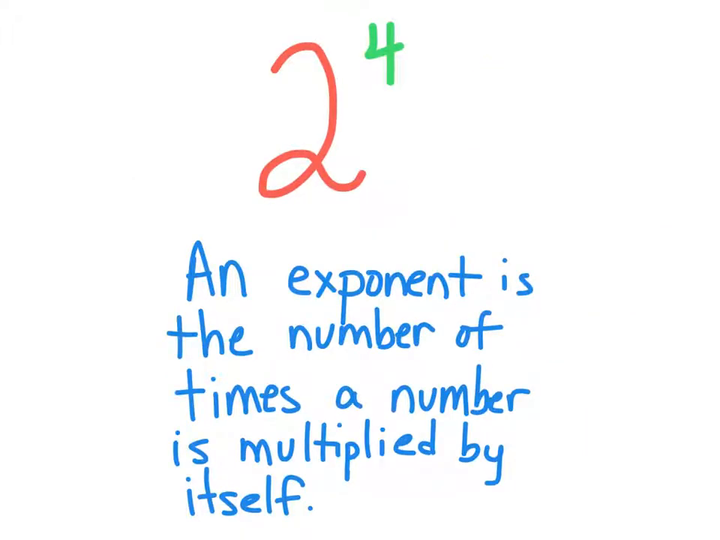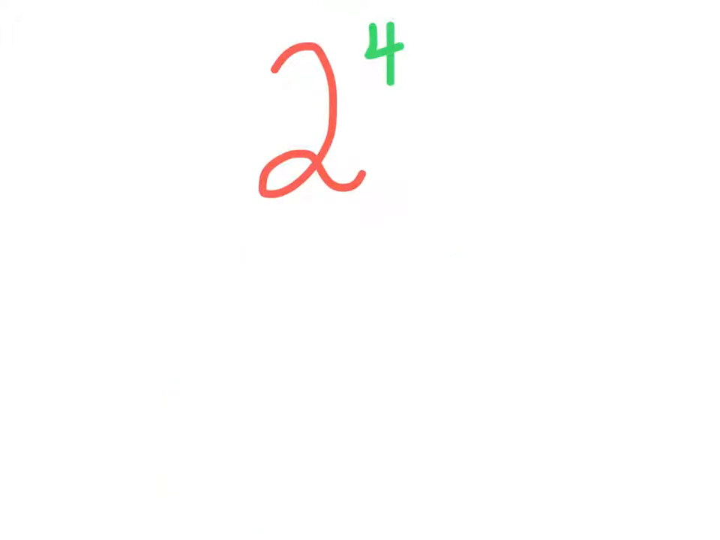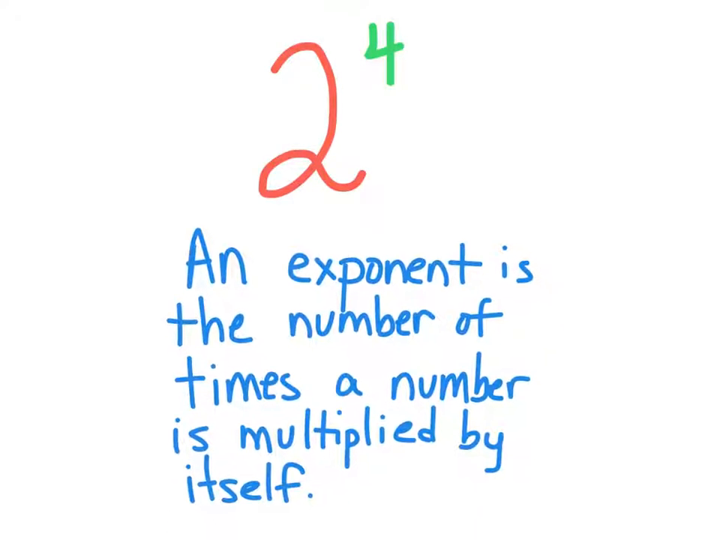An exponent is the number of times a number is multiplied by itself. You can recognize an exponent because it has a larger number and a smaller number that's sort of up in the air next to it. We'll take an example and look at it.